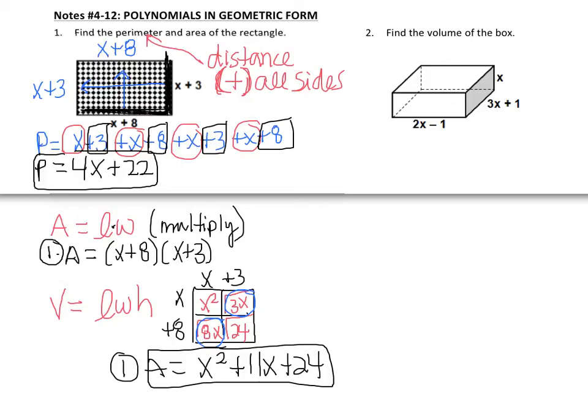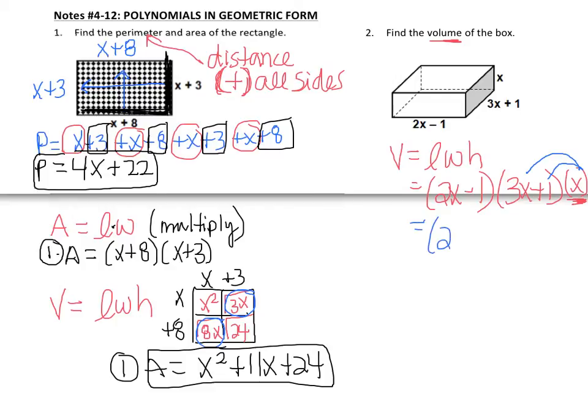Problem number 2 says find the volume of the box. From our formula chart, we can see that our volume is length times width times height. So length would be 2x minus 1, width would be 3x plus 1, and then the height would just be x. Notice that I have a monomial. It's pretty easy to multiply a monomial. A monomial just gets distributed through, but you only have to distribute it through one of the binomials. So if I take x and multiply it times this binomial, then I'm going to have 2x minus 1 multiplied by 3x squared plus x.